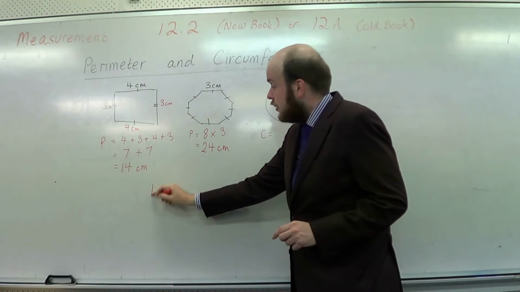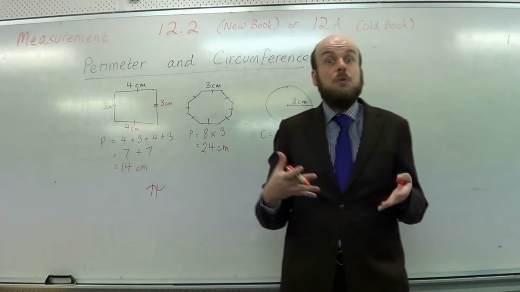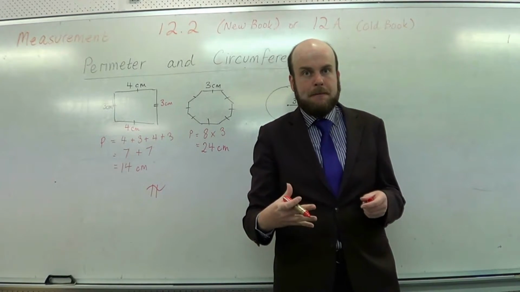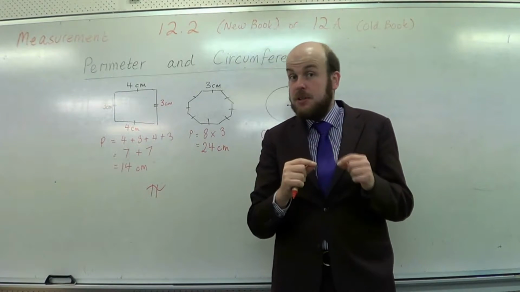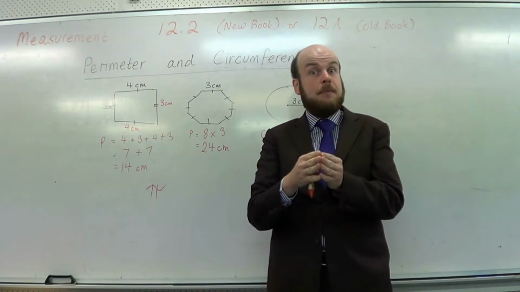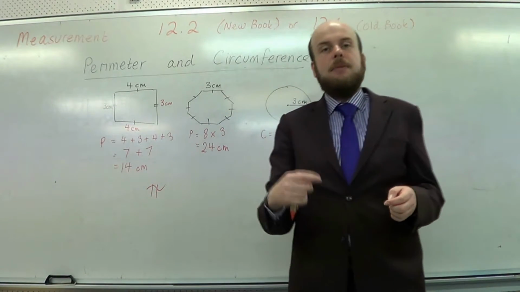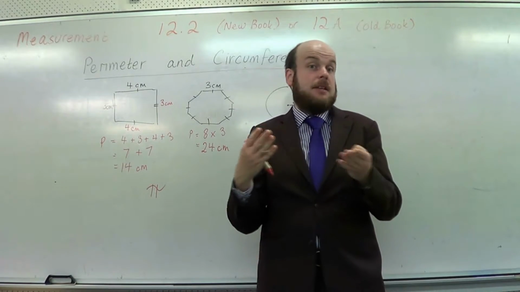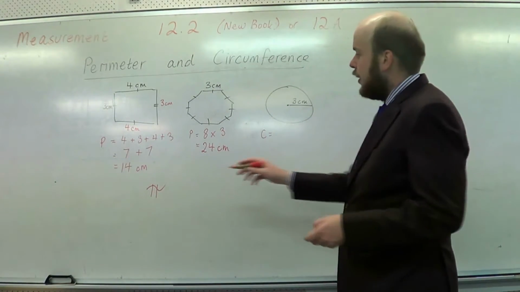Pi looks like that little sign there. And essentially it's what's called an irrational number. An irrational number is a number that cannot be simplified to a fraction or to a convenient decimal. Basically it's a number that has an infinite number of decimal places. But essentially we describe it as a number that cannot be expressed as a fraction. So there we go.